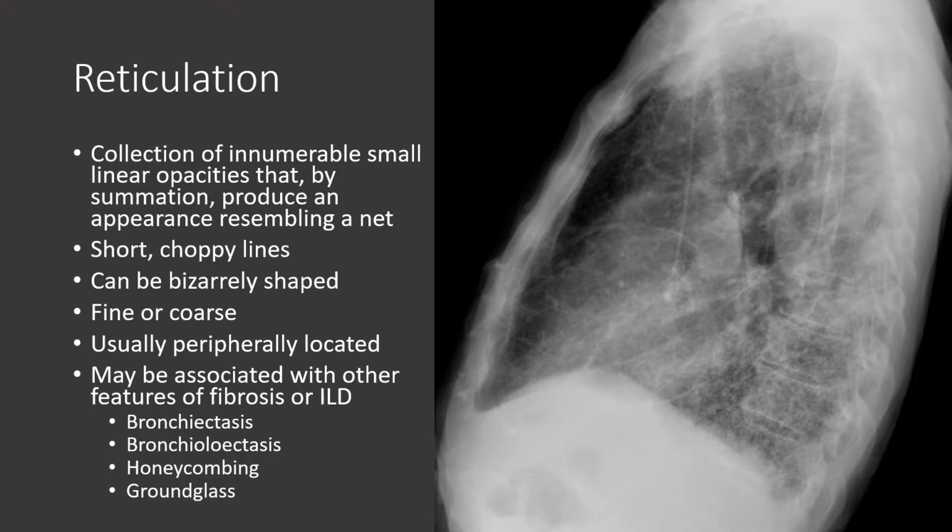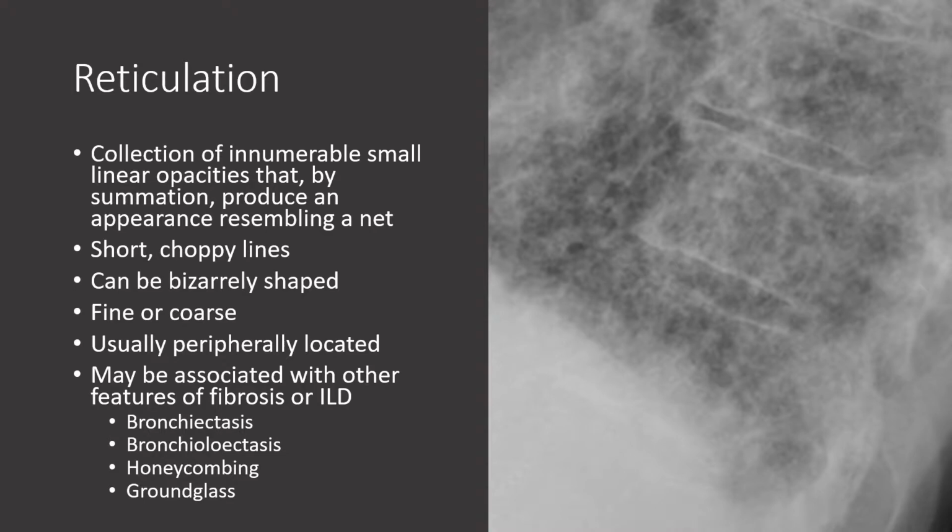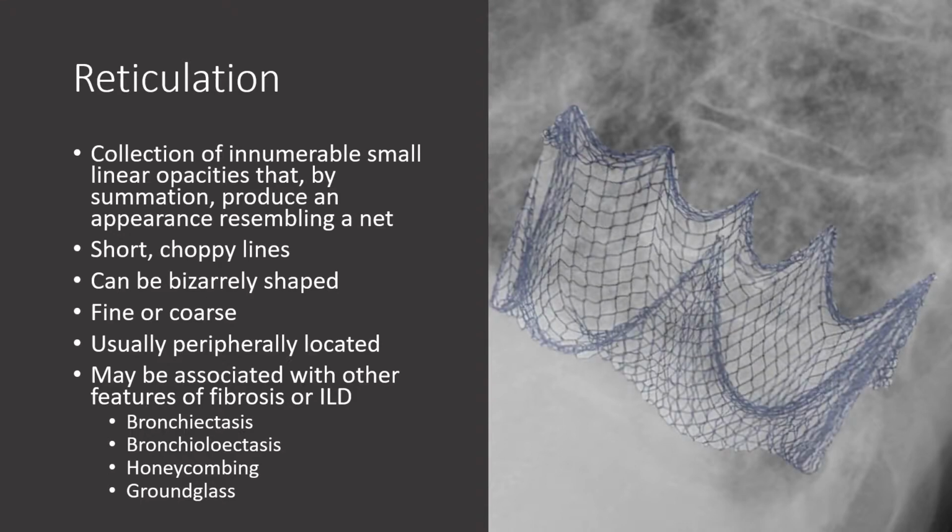I often find reticulation easiest to identify in the lateral view, posteriorly and inferiorly, where fibrotic lung diseases typically occur. Again, note the choppy, bizarrely shaped, innumerable small lines in the posterior and inferior aspects of the lung, particularly over the spine. This again has been likened to the fishnet appearance in a patient with idiopathic pulmonary fibrosis.